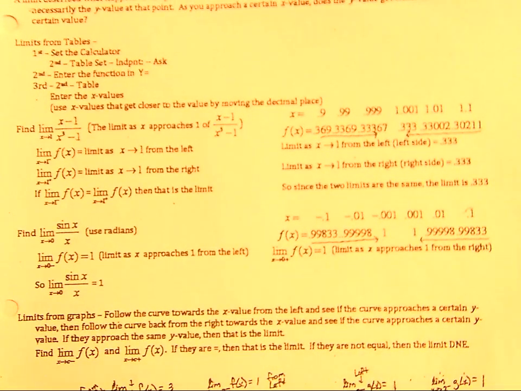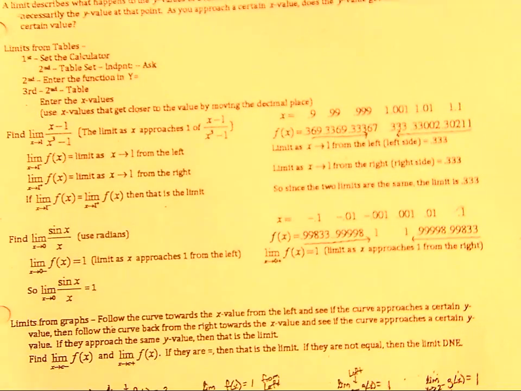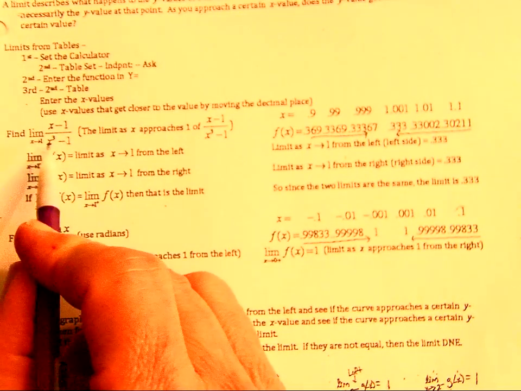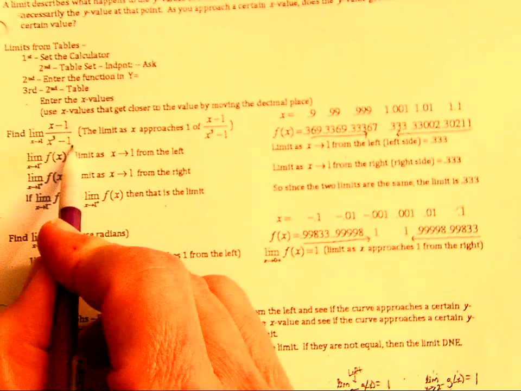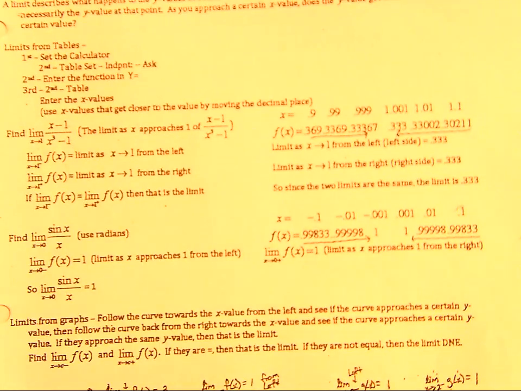All right. Now, limits from tables. Limits from tables, I can tell you from personal experience, this was much easier when they invented the graphing calculator. This was a lot harder before the graphing calculator because you can do all this on your graphing calculator. So like this one here, if we want to find the limit as x approaches 1 of x minus 1 over x cubed minus 1. So that's the limit we're looking for. We're going to do that with a table.